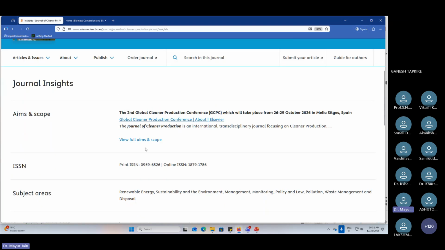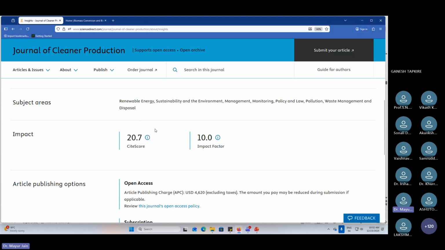Okay, then you can also go for journal insights. Journal insights will give you other subject areas like renewable energy, sustainability and environment, management, monitoring, policy and law. So this is what we were talking about, that the subject areas include but are not limited to these. They focus on the genre of cleaner production, but not only cleaner production. They can also focus on policy and law, monitoring, and management. All those different aspects can be considered while considering any journal.